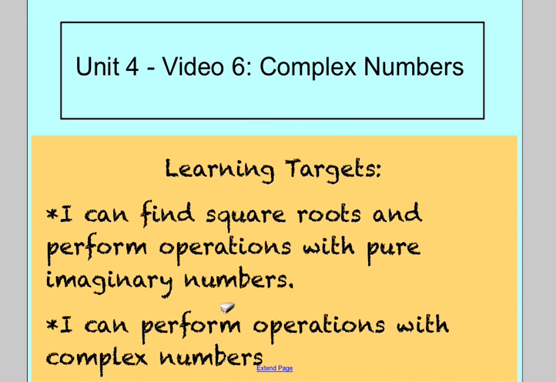Today we're going to go ahead and look at complex numbers. The learning targets for today are that you can find square roots and perform operations with pure imaginary numbers. You will also be able to perform operations with complex numbers.